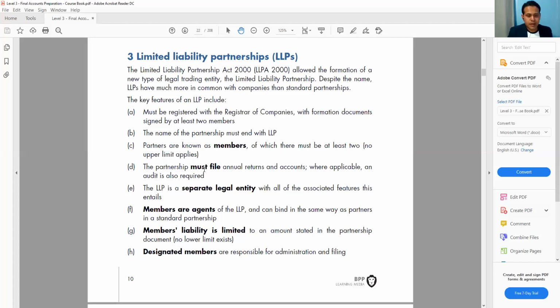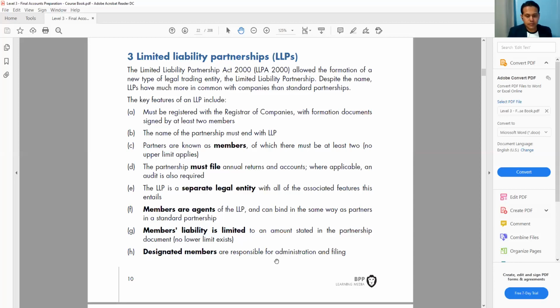The partnership must file an annual return and accounts where applicable, and an audit is required. The LLP is a separate legal entity with all the associated features that this entails. Members are agents of the limited liability partnership. Members' liability is limited. This is the case if you form a limited liability partnership. If not, then the liability is unlimited.